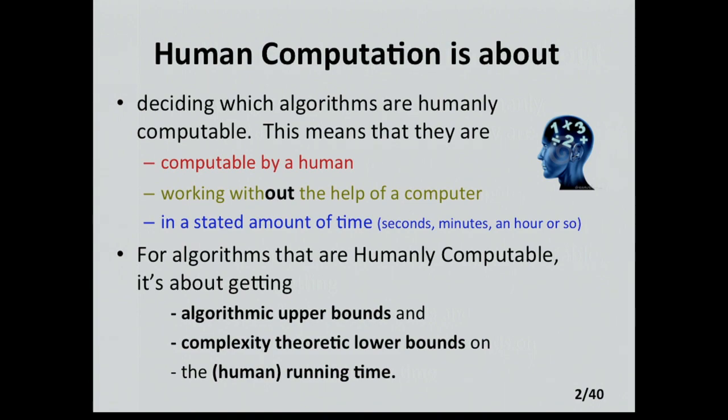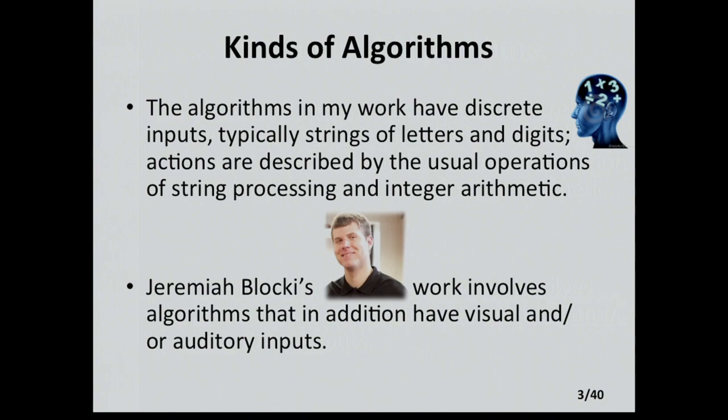And for algorithms that are humanly computable, it's about getting algorithmic upper bounds and complexity theoretic lower bounds on the human running time. The usual sort of thing, but I want to do it for what humans might be able to do. The algorithms in this work have discrete inputs, typically strings of letters and digits. Actions are described by the usual operations of string processing and integer arithmetic. And my former PhD student Jeremiah Blocky's work involves algorithms that in addition have visual and or auditory inputs.